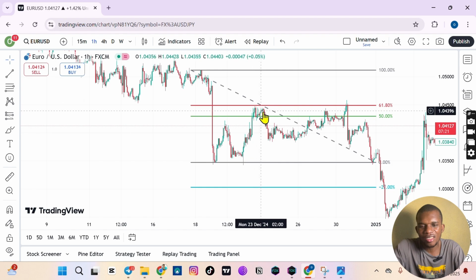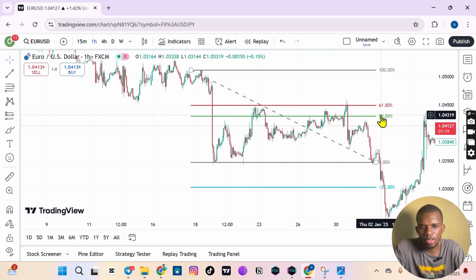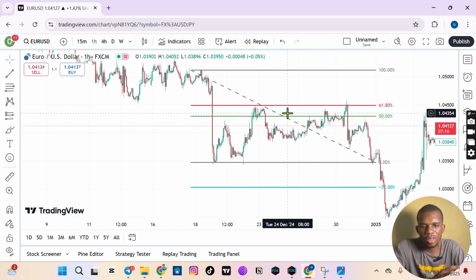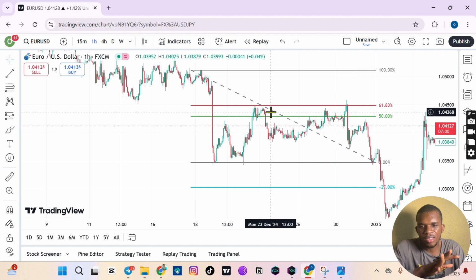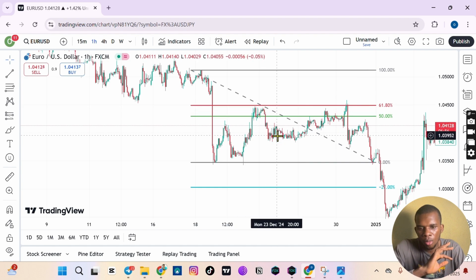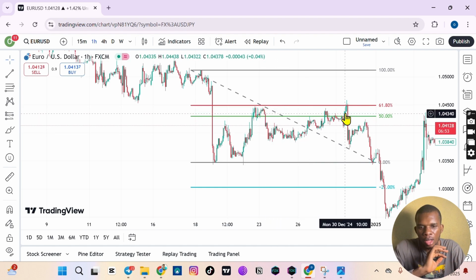Price was actually reacting to this 61 and 50% retracement region. Price always respects this region. Market usually pulls up to the 50 and 61% retracement region before it starts going down. Now as you can see, when market gets here, it came down and obviously for some reason it came up again and was not able to break this 61% retracement region.